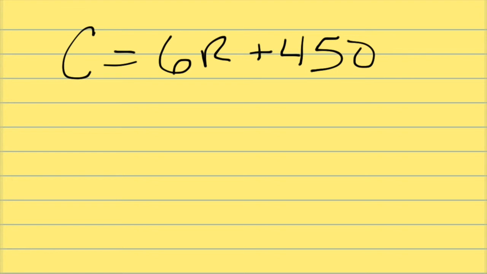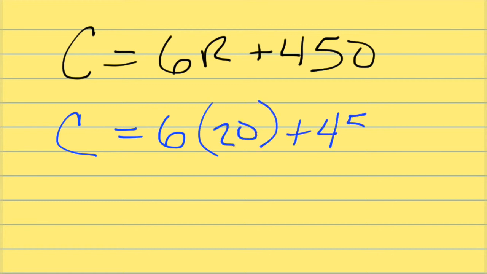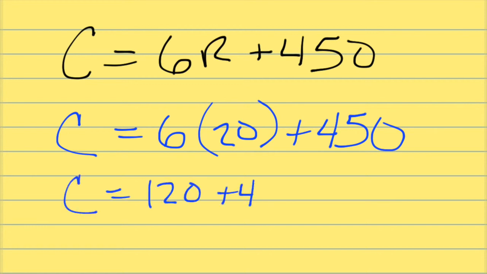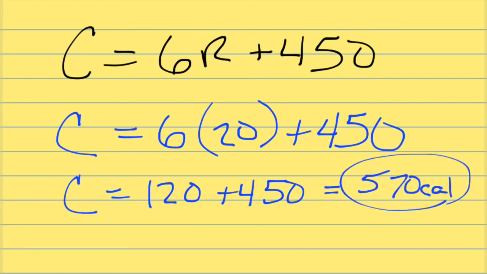So we take and plug in 20 for the amount of time that we run. And we simplify. 6 times 20 is 120. And 120 plus 450 is 570 calories burned total.